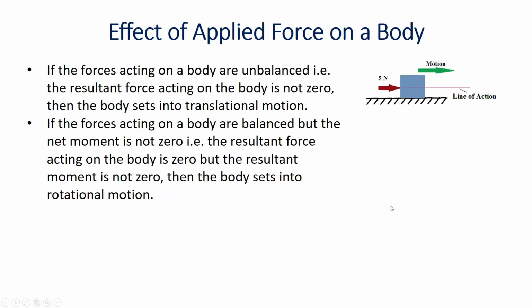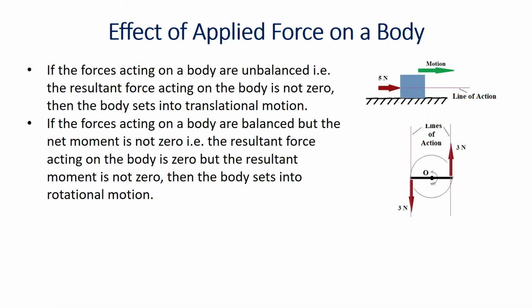Now, let us consider the second possibility. If the forces acting on the body are balanced, but the net moment is not zero, that is, the resultant force acting on the body is zero, but the resultant moment is not zero, then the body is set into rotational motion. In this figure, there are two equal and opposite forces, each of magnitude 3 Newton, acting on a bar. As the two forces are equal and opposite, the net force acting on the body is zero. Hence, there is no translation motion in the body.